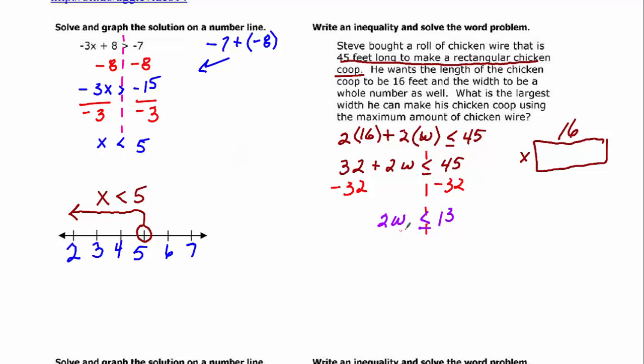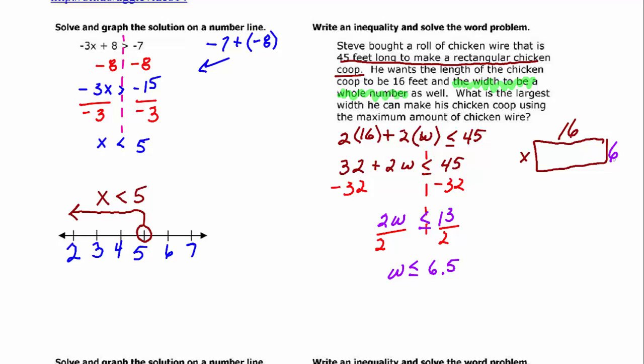We divide by the 2. That's the coefficient. Divide by the 2. And we get that w has to be less than or equal to 6 1/2. Now, we know that he wants the width to be a whole number. So since he wants that width to be a whole number, we need the closest whole number that's less than 6 1/2, and that whole number would be 6.